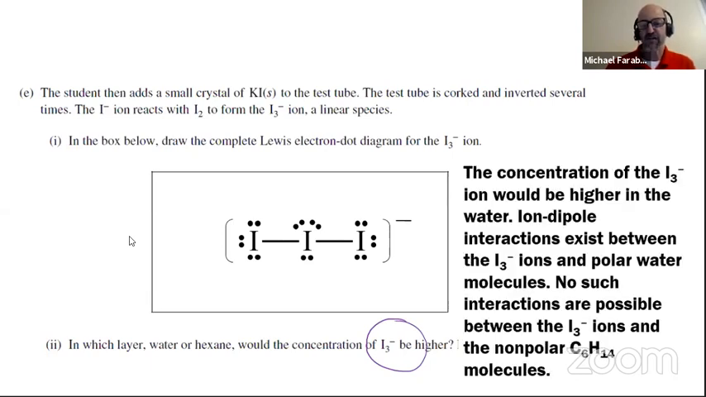So the concentration of the I3 minus ion would be higher in the water because ion dipole interactions exist between the I3 minus ions and the polar water molecules, but no such interactions are possible between the I3 minus ions and the nonpolar C6H14 molecules. So for example, sodium chloride or table salt dissolves in water, but not so much in something like oil or gasoline or hexane. Same reason. There's no favorable ion dipole forces if you have a nonpolar solvent.